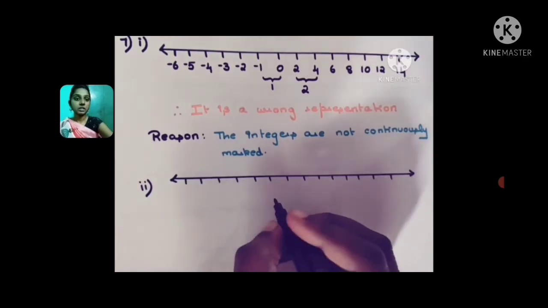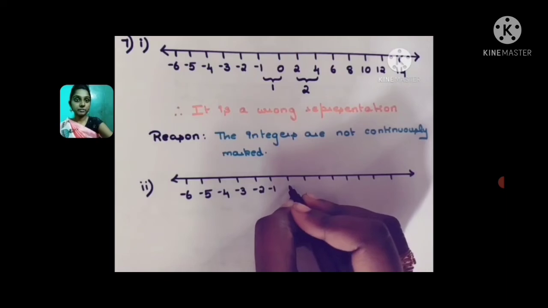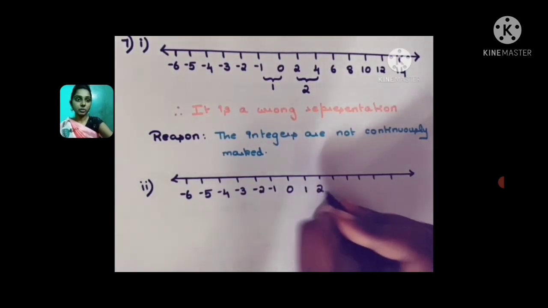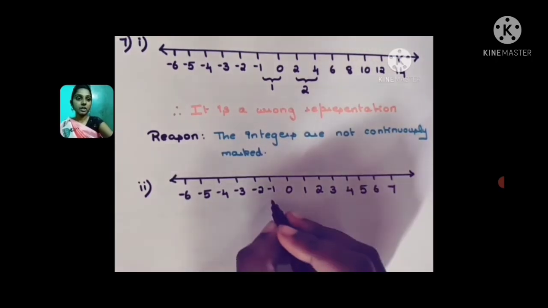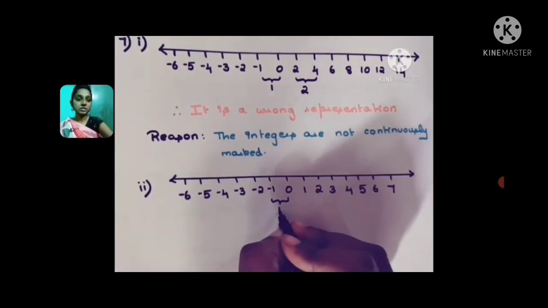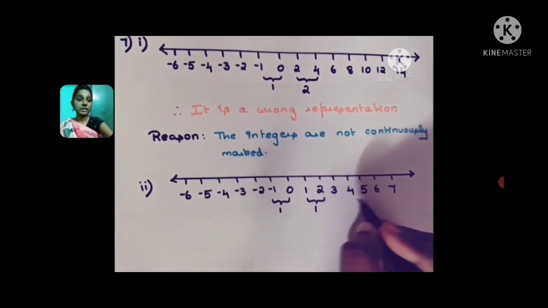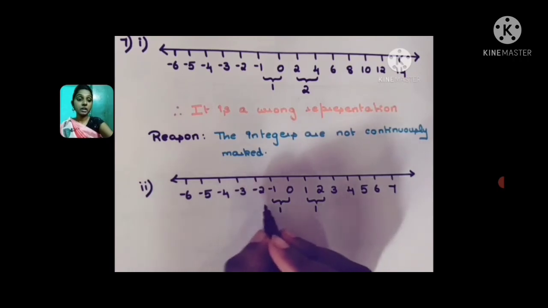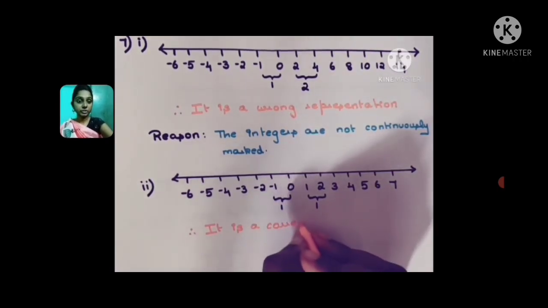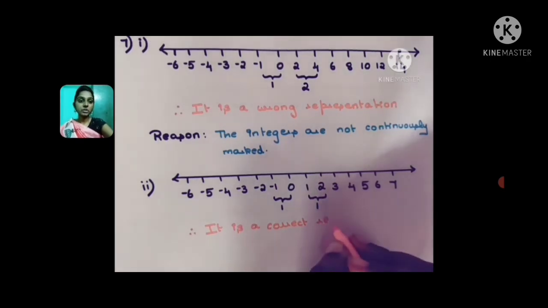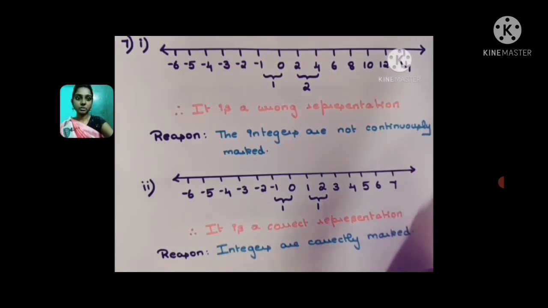The second number line given to us is minus 6, minus 5, 0, 1, 2, 3, 4, 5, 6, 7. See this number line. 0 is at the center. To the left of 0, we have the negative numbers arranged continuously with a difference of 1. And to the right of 0, we have the positive numbers arranged continuously with a difference of 1. Hence, it is a correct representation. The integers are correctly marked.